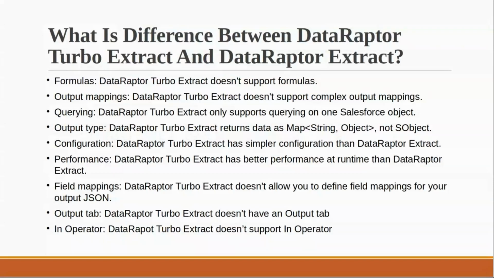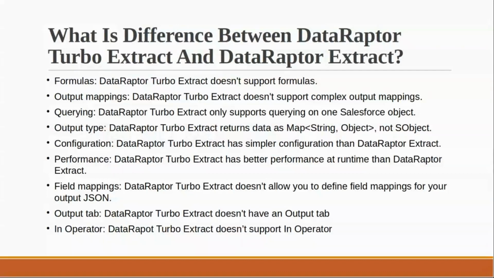Now, if we talk about configuration, the configuration of Data Turbo Extract is very simple as compared to Data Extract, because here most of the part is handled by Velocity itself, where they themselves do the mapping, as compared to the Data Extract, where we have to manually provide mappings for each of the outputs.